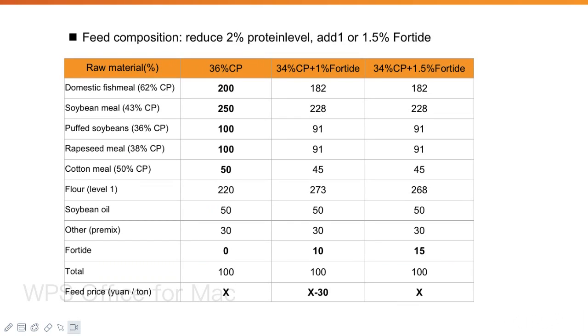This is the formula composition of each treatment group. The cost of the 1% Fortide group is 30 RMB per ton lower than that of the control group, and the cost of the 1.5% Fortide group is equal to that of the control group.